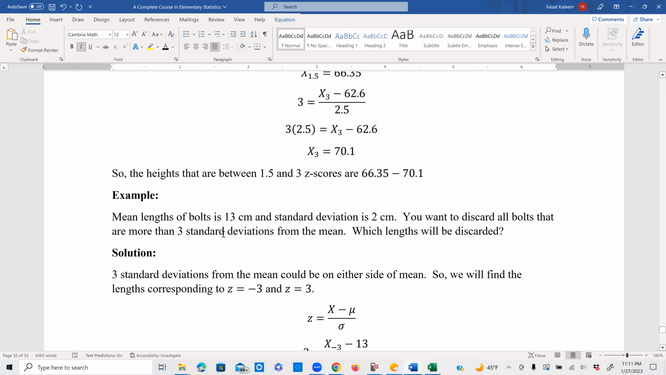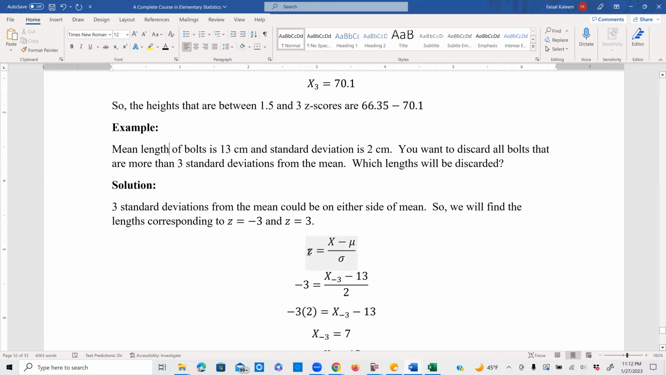Example: let's say the mean length of balls is 13 centimeters, standard deviation 2 centimeters. You want to discard all balls that are more than 3 standard deviations from the mean. Which lengths will be discarded? Now, 3 standard deviations from the mean could be on either side of the mean, so we find the lengths corresponding to z equal to -3 and z equal to 3. If you are 3 standard deviations below the mean, then z is -3, and if you are 3 standard deviations above the mean, then z is +3.